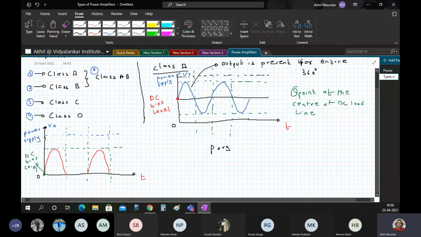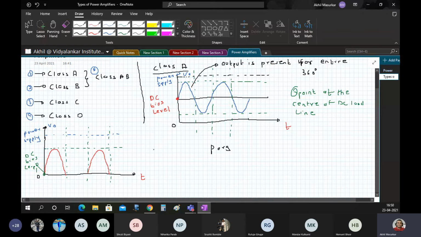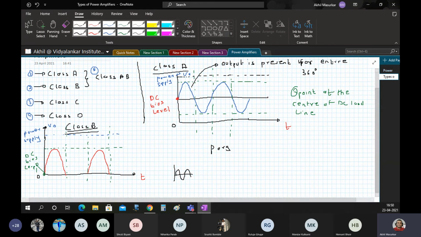The output is not a faithful reproduction of the input signal. That means if you give input as sine, I am expecting sinusoidal output at the output. But this is not sinusoidal, this is half sinusoidal. So that is why this is class B, and that is why we have to go for two class B amplifiers.